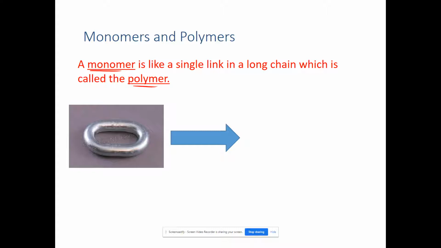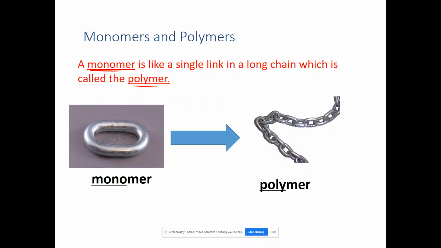Mono means one, right? Forgot to mention that. And poly means many. So if we have a single link, and we have a bunch of them and we chain them together, then we are going to get a polymer. A single link in a chain is like a monomer, and the whole chain itself is like a polymer.